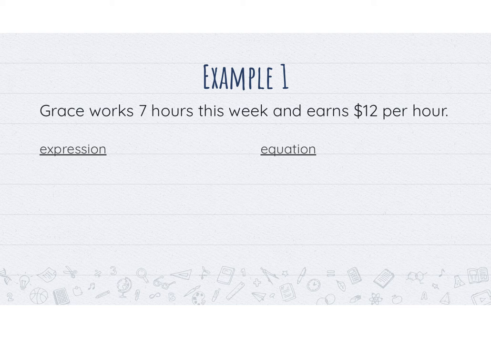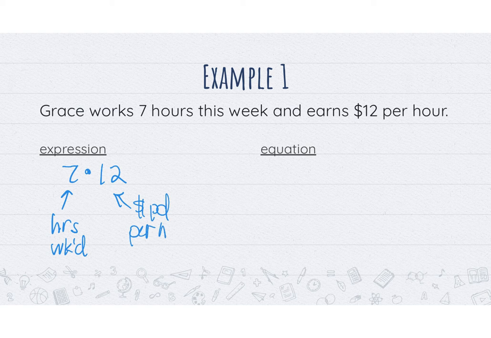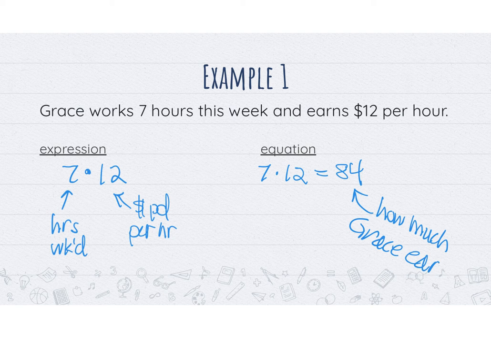Grace works 7 hours this week and earns $12 per hour. So the expression we would write is 7 times 12. 7 is the number of hours worked, and 12 is money paid for each of the hours. Now, if I wanted to represent this situation with an equation, I'd say 7 times 12 equals 84. And that 84 would be how much Grace earned this week.